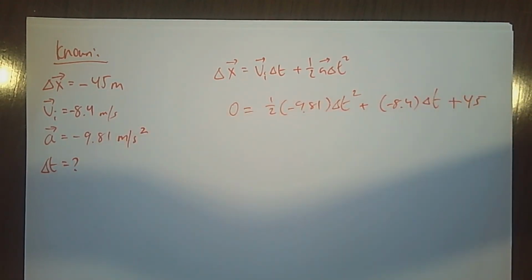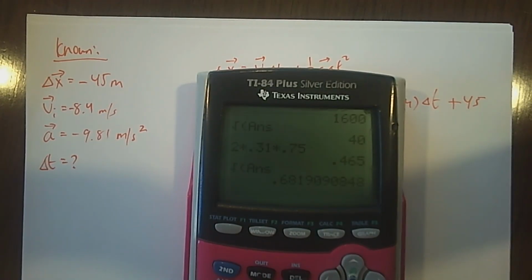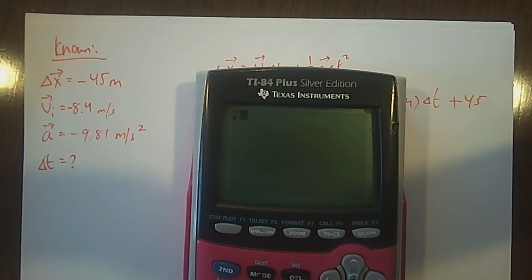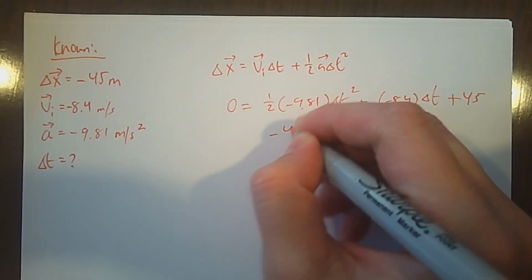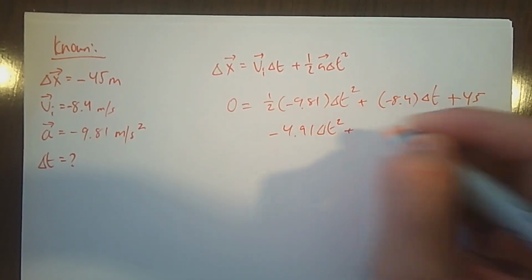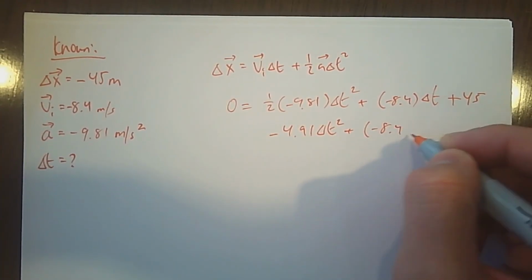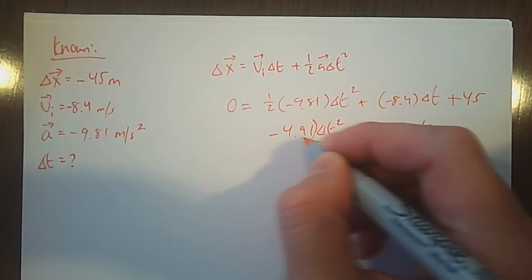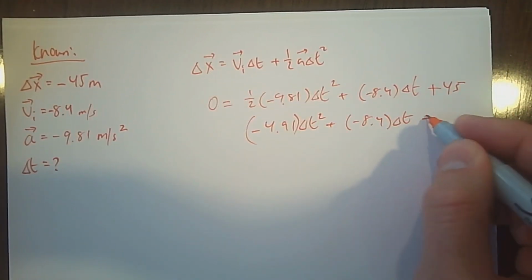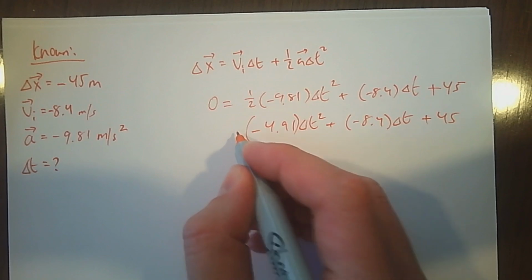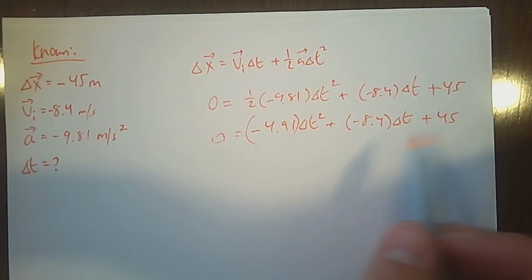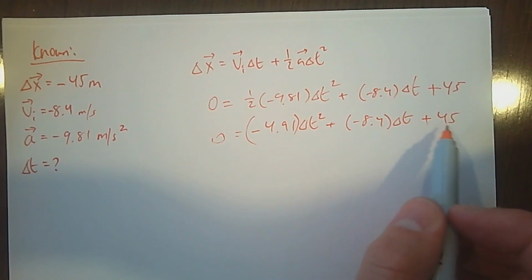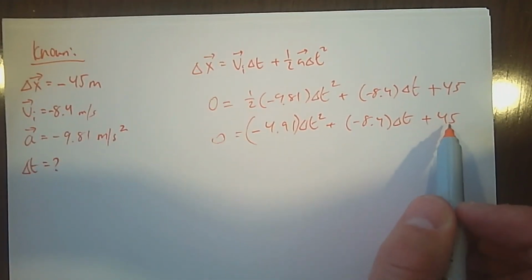Now I'm going to go ahead and simplify it a bit. 0.5 times 9.81 gives me 4.91, so negative 4.91 times delta t squared plus negative 8.4 times delta t. I'm going to keep these coefficients in parentheses, plus 45. So my coefficient a is negative 4.91, my coefficient b is negative 8.4, and my constant c is 45.